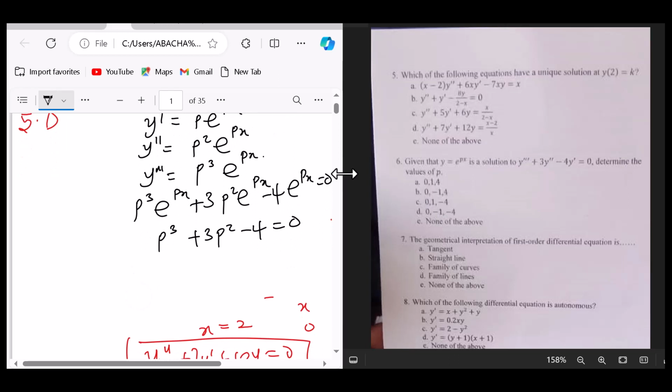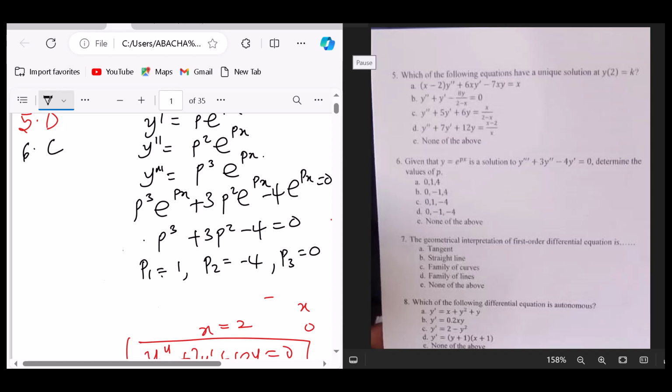And now if we solve this particular question, so solving this, we'll get p1 equals 1, p2 equals -4, and then p3 equals 0. So looking at the answers, we have 1, 0, -4. Okay, and that's C. So number 6, the answer there is C.